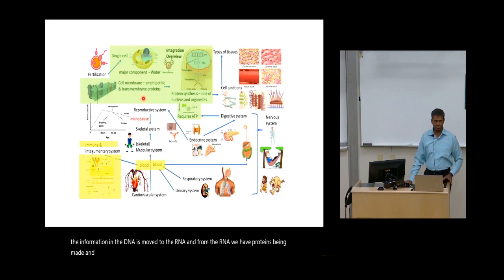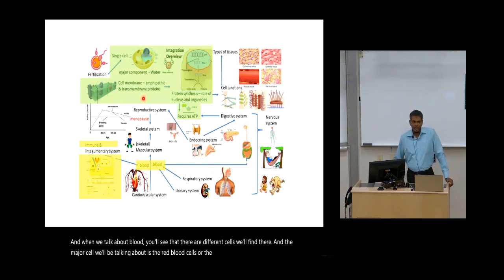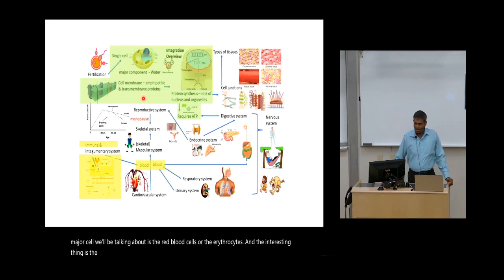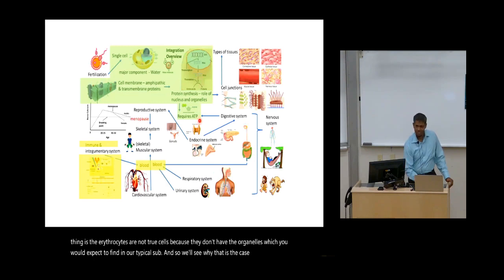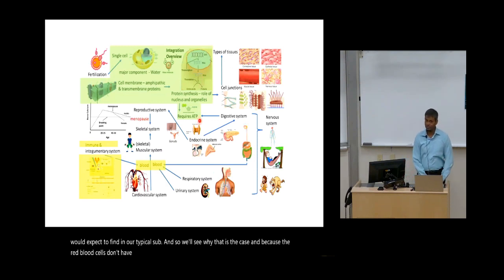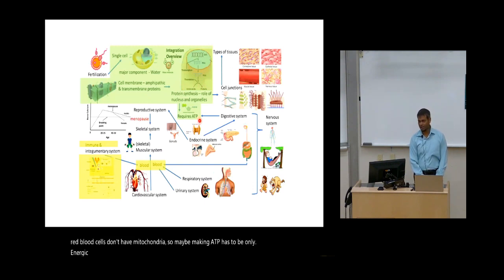And we also talked about the general structure of a cell in unit 1. And when we talk about blood, we'll see that there are different cells we'll find there, and the major cell we'll be talking about is the red blood cells, or the erythrocytes. And the interesting thing is the erythrocytes are not true cells because they don't have the organelles which you would expect to find in a typical cell, and so we'll see why that is the case. And because the red blood cells don't have mitochondria, the way they make ATP has to be only through anaerobic metabolism. It cannot use the oxygen to make ATP.